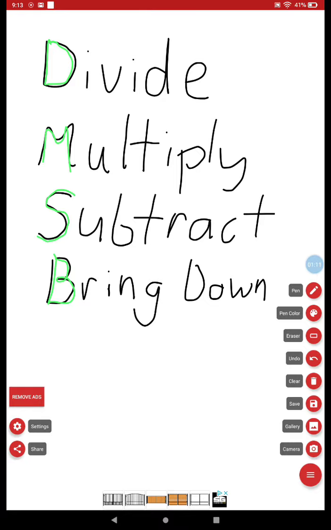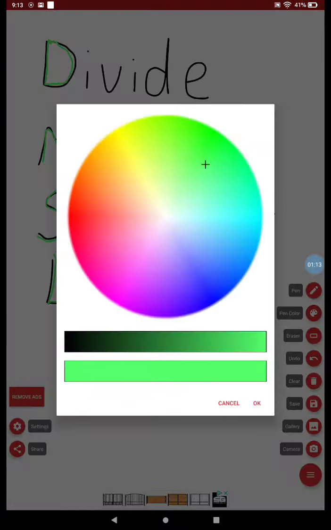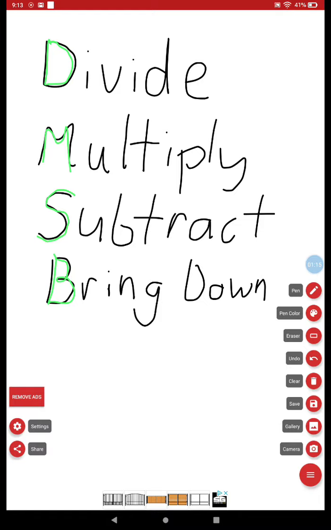Okay, I'm going to be using those letters and these symbols to help us remember. Divide is going to look like this. Multiply, subtract, and bring down. The down arrow. All right, I'm going to be using those symbols as we go through today. One more time, say it with me. Ready, say. Divide, multiply, subtract, and bring down.